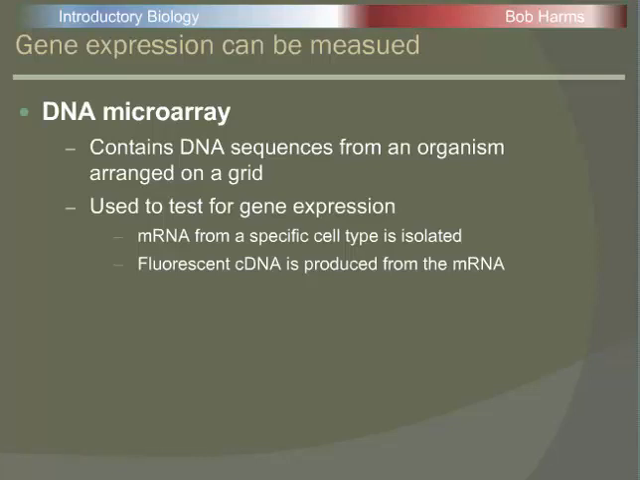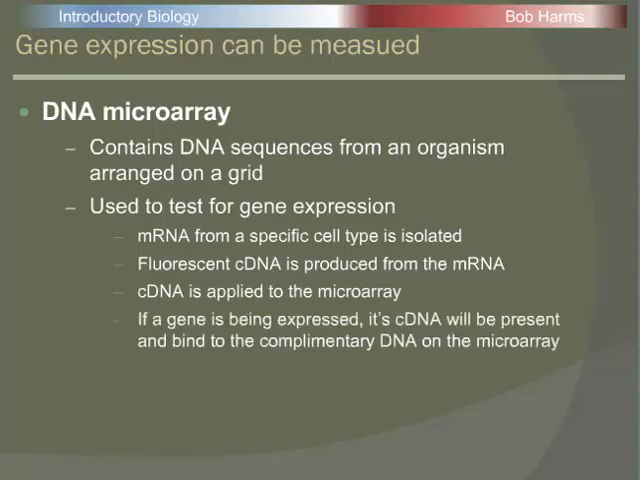And if we do that with chemicals that are fluorescent, then when we make this new cDNA, it's going to be fluorescent, which means visually we can see it. Then we're going to take that cDNA and mix it with that microarray grid. Now, if a gene is being expressed, then its cDNA copy should be present, and it will bind to its gene or DNA that's fused to the microarray. Because of our complementary base pairing, that cDNA should bind to the microarray.